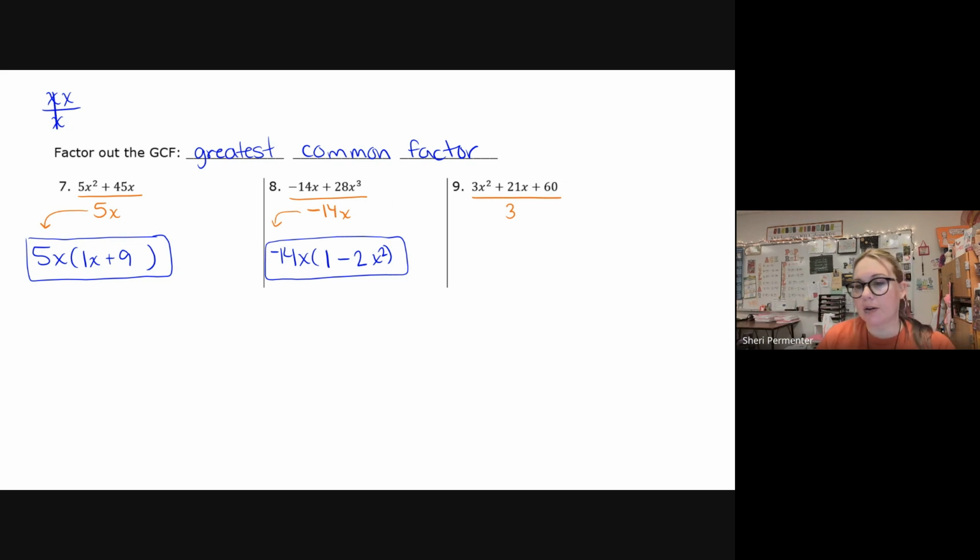So all we're going to pull out is the 3. We're going to write it out into the front. So I get 3, and then I'm going to divide each term by 3. 3 divided by 3 is 1. I'm not doing anything with the x's, so they're going to stay the same. 21 divided by 3 is 7. And then 60 divided by 3 is what?